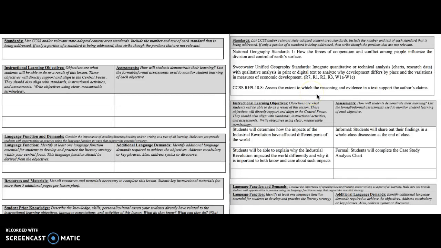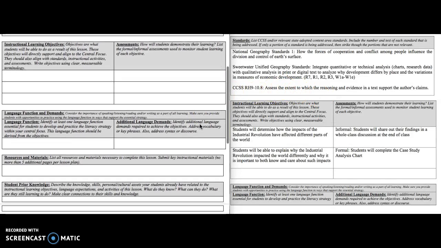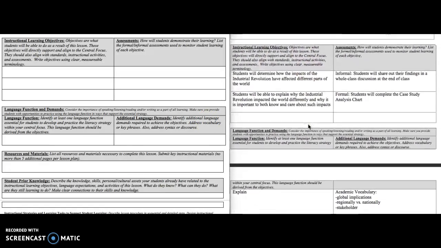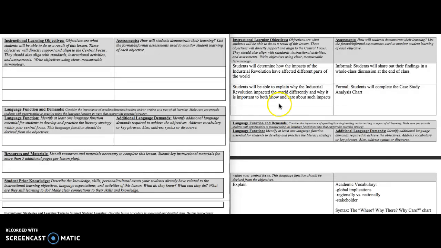So since there's no ELD standards, we can assume that there are no English learners in the class, but it's important to remember that even if you have just one English learner in the class, you must list the ELD standard as well. As for instructional learning objectives, basically the objectives are what students will be able to do as a result of this lesson.